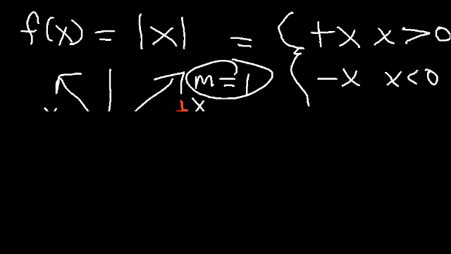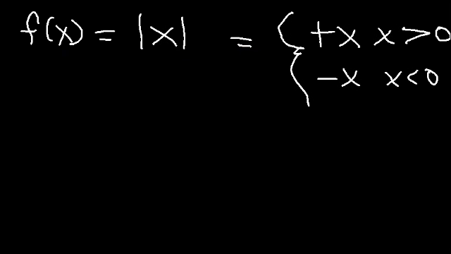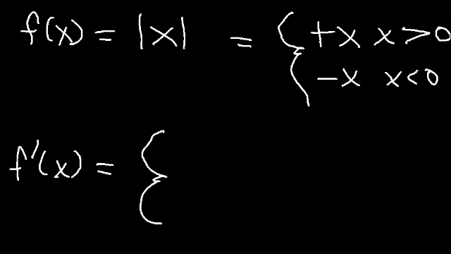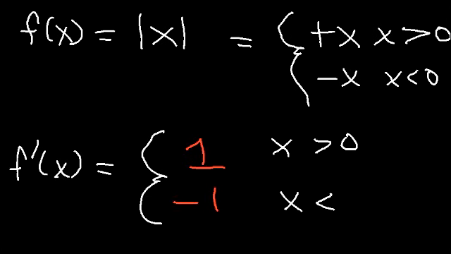Now, how can we write the derivative of the absolute value function? What can we submit as our answer? So f prime of x, we need to write it as a piecewise function as well. The derivative of positive x is positive 1, and the derivative of negative x is negative 1. So the first derivative is 1 when x is greater than 0, and it's negative 1 when x is less than 0. So that's how we can write the derivative of the absolute value function.